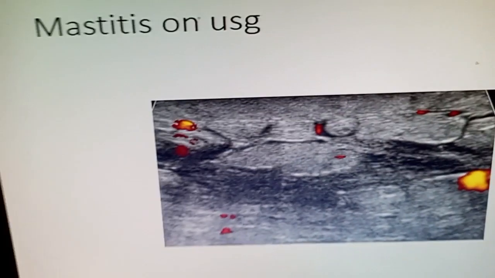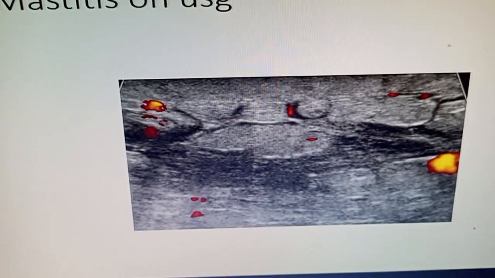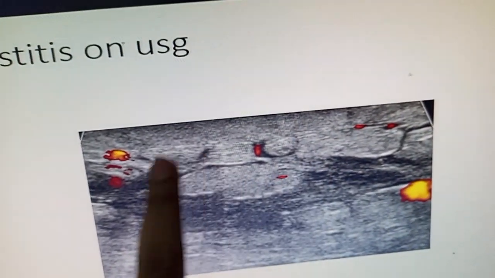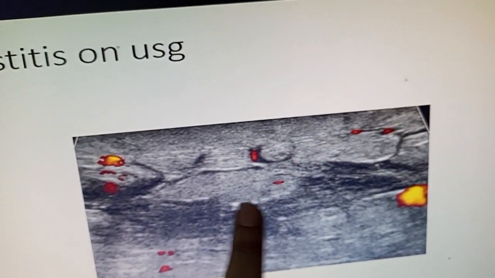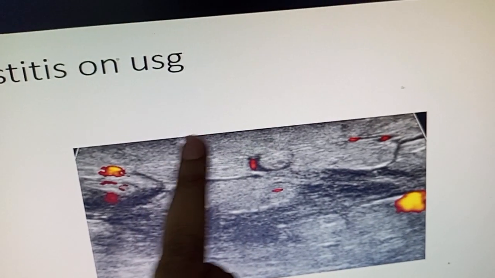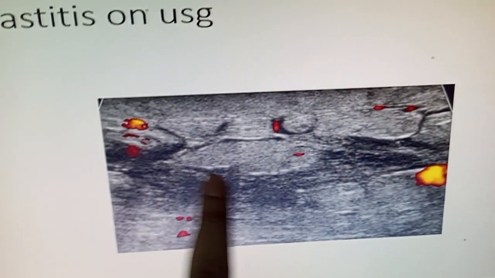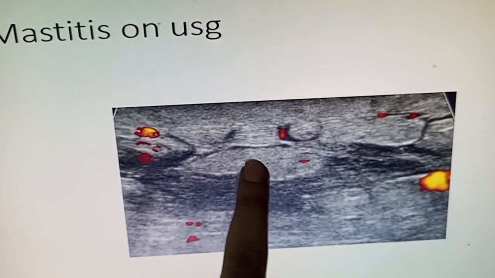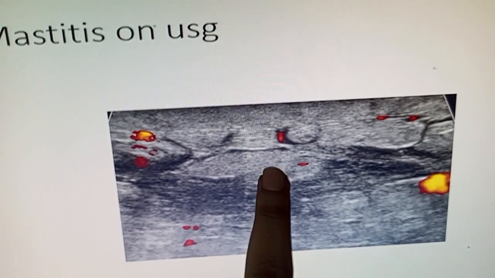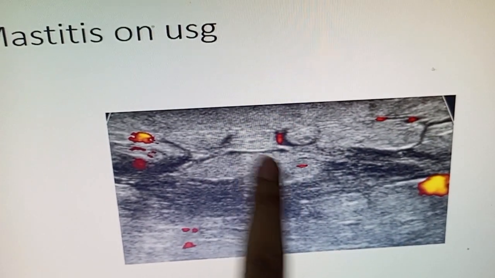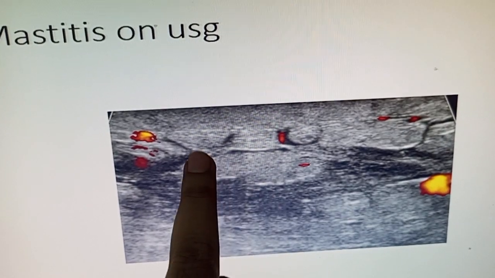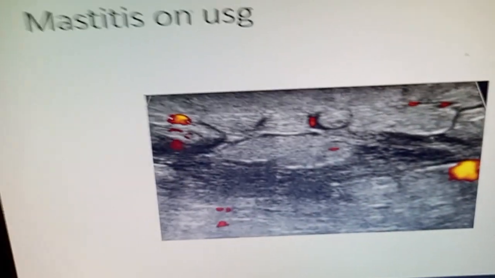This is the typical case of mastitis on the ultrasound. Mastitis appears as hyperechoic fat globules with some hypoechoic areas, and skin thickening is also noted. This is the case of mastitis on the ultrasound, a typical case on the ultrasound of the breast. Hyperechoic fat globules, hypoechoic areas, and some skin thickening.